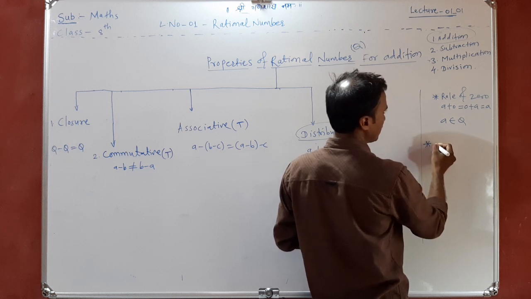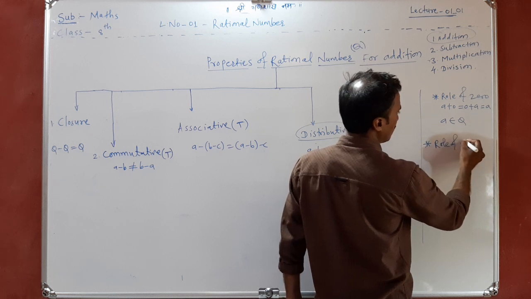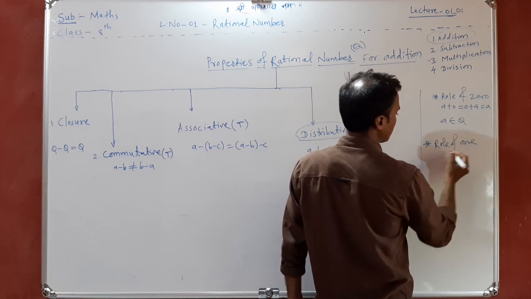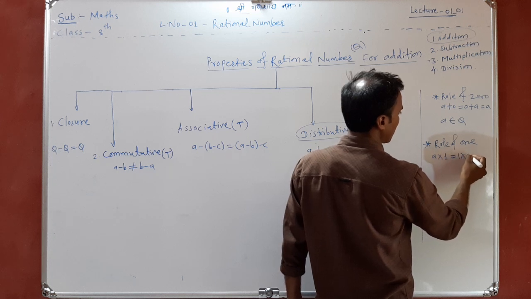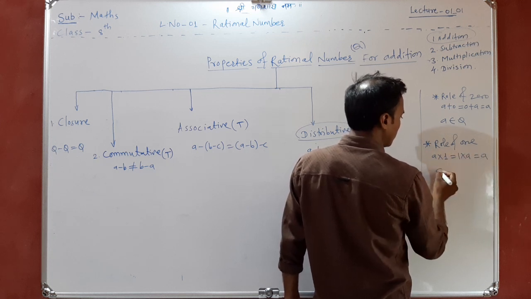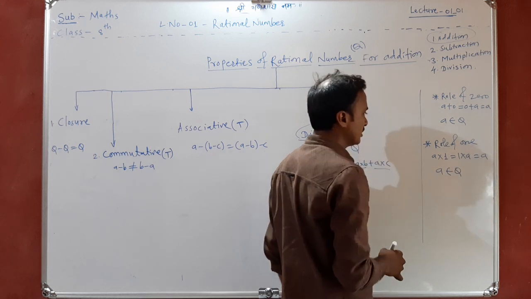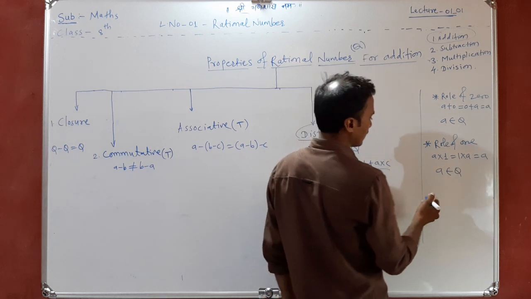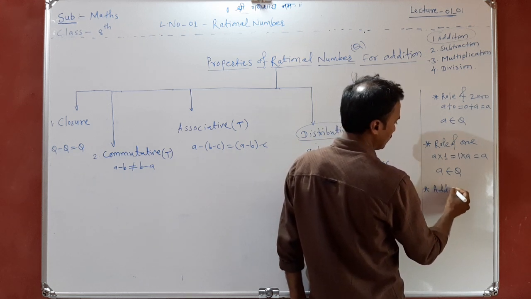Now the next one we learn here is the role of 1. It means a multiplied by 1 is equal to 1 multiplied by a. Itself we are getting a, and this is for a belongs to Q, because a is a rational number we are considering here.